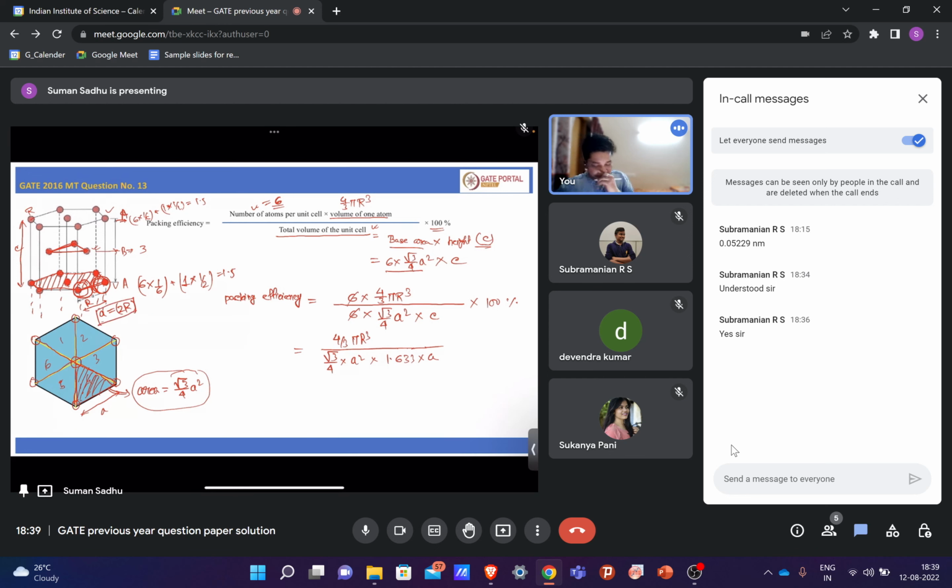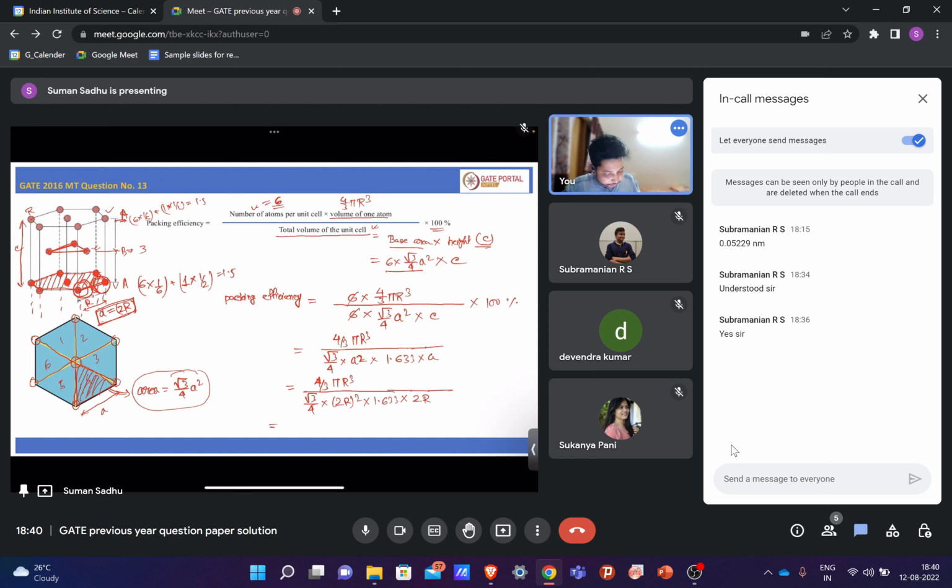So this total length is equal to 2r. This is the relationship between the lattice parameter and the radius of one atom in a hexagonal close-packed structure. Now let us substitute this a in terms of the radius of the atom. We can then write 4/3 π r³ divided by √3/4 into a, which means (2r) whole squared, into 1.633 into 2r, right?